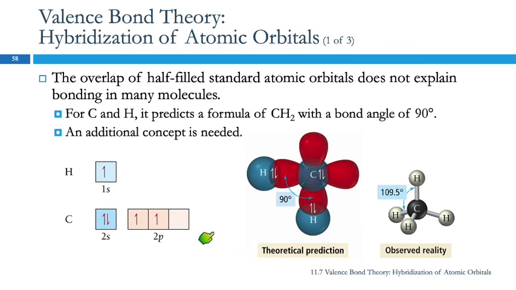So if we look at carbon and hydrogen, here again is hydrogen's orbital diagram, and here's carbon's valence orbital diagram.